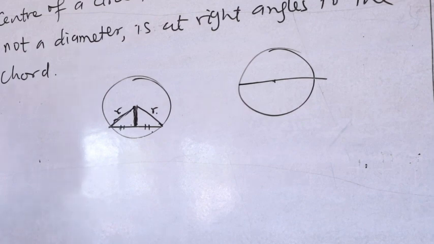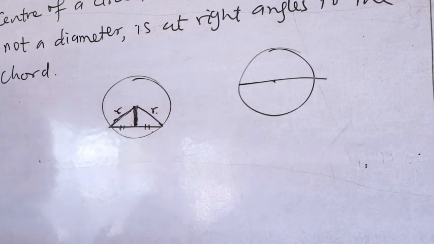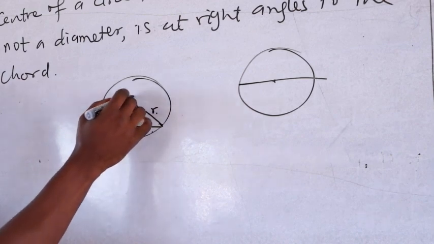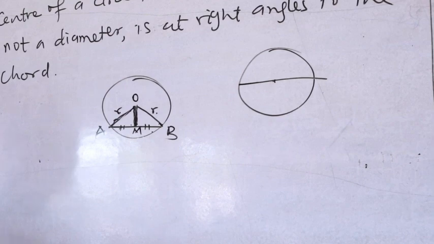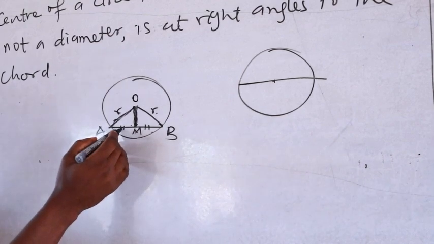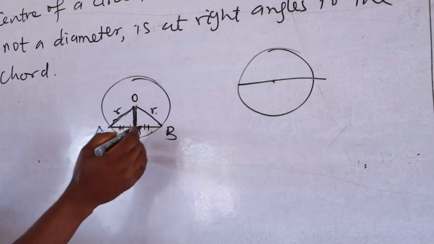What I'm saying here is that if it is possible for one to remove this triangle and place it on this one, we are going to have the same thing. Am I communicating? So if you now label these as, let's say, A, O, B, and call this one M. Now, I already know that this line bisects the chord. This side is equal to this.